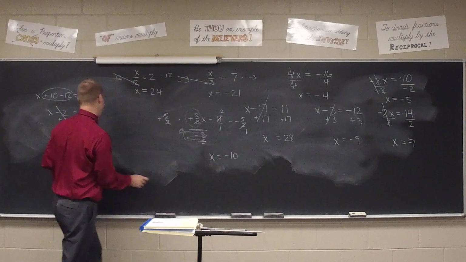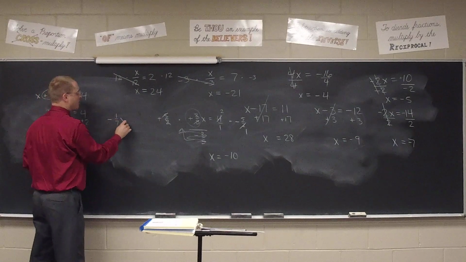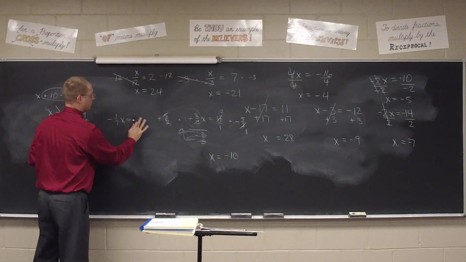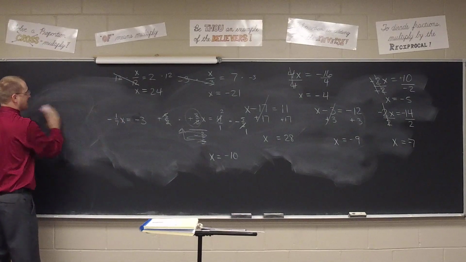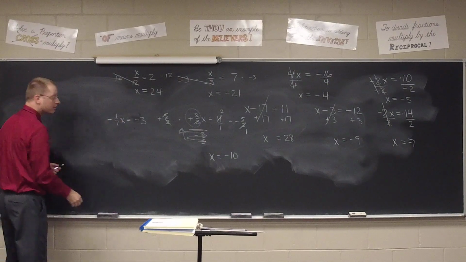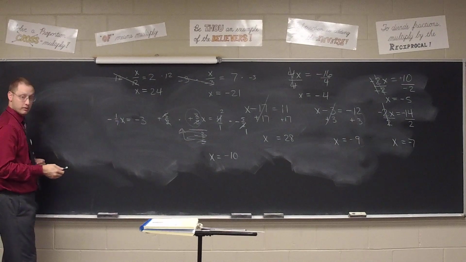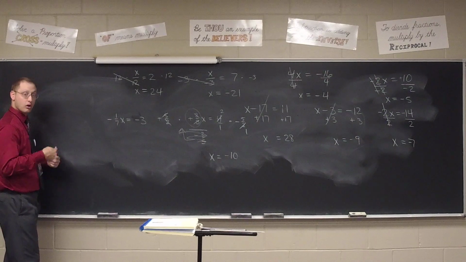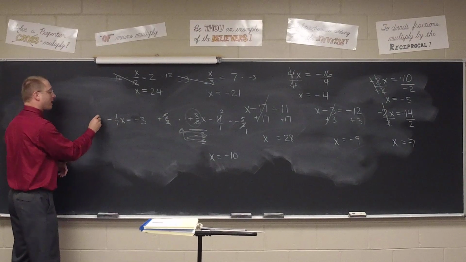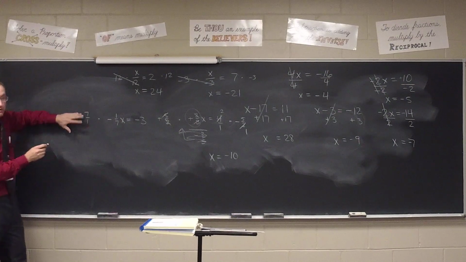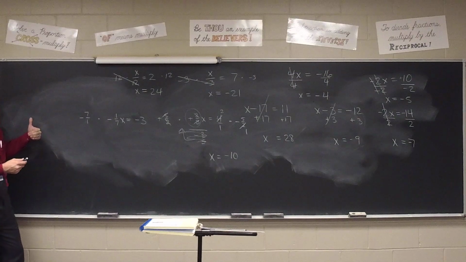Negative 10. What if I had negative 1/7 x is equal to negative 3? What would I have to do to get the x by itself, Michael? Multiply by negative 7 over 1. Good. Divide by negative 1/7? No. Multiply by negative 7 over 1. Do we see we just flip it? But what we do to one side, we do to the other.